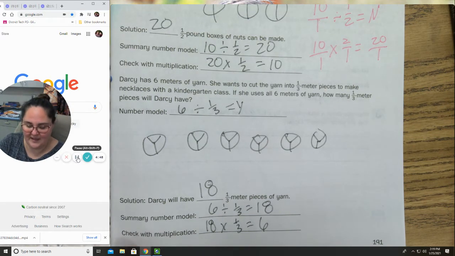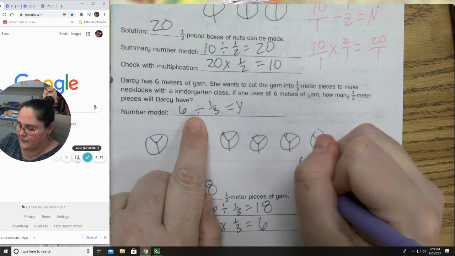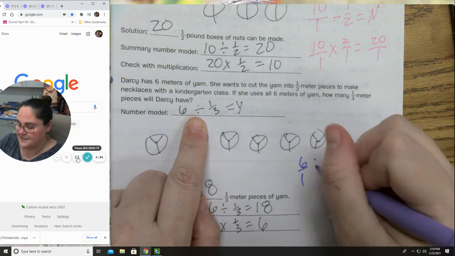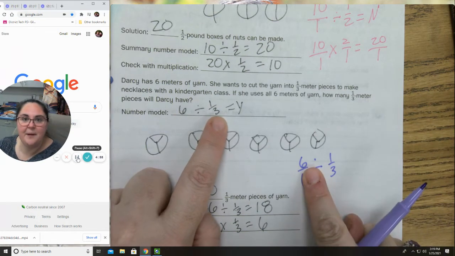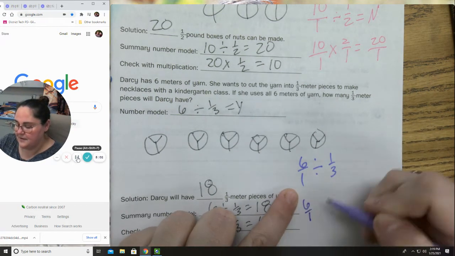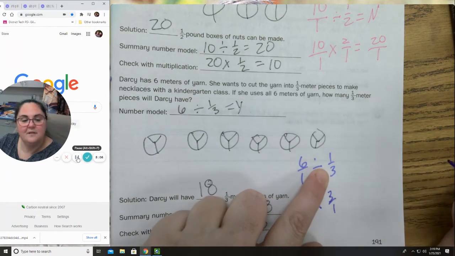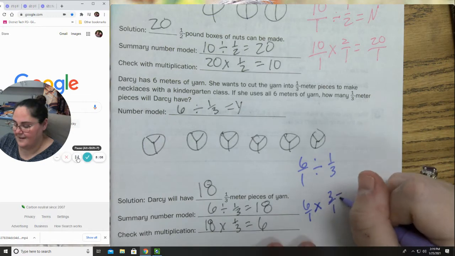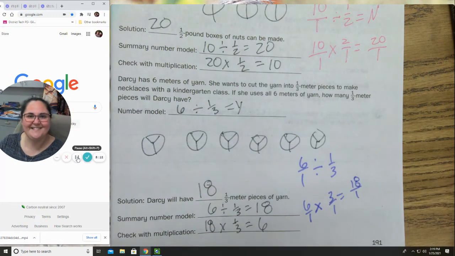Now, for those of you that like to see it, keep, change, flip. Let's see if it works. 6 over 1 divided by 1/3. I start by writing my problem. Keep, change, flip. 6 times 3 is 18. 1 times 1 is 1. There we go. We are correct.